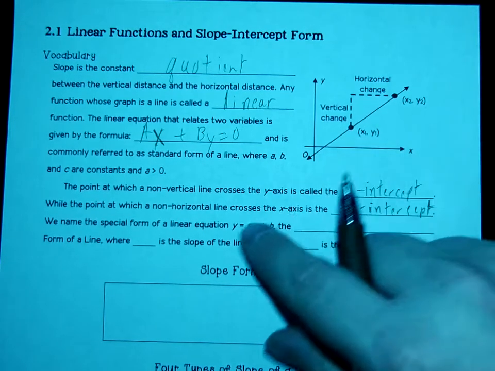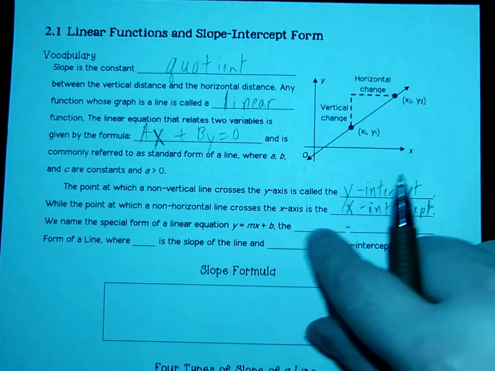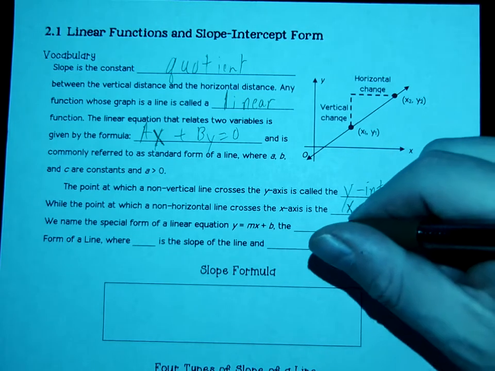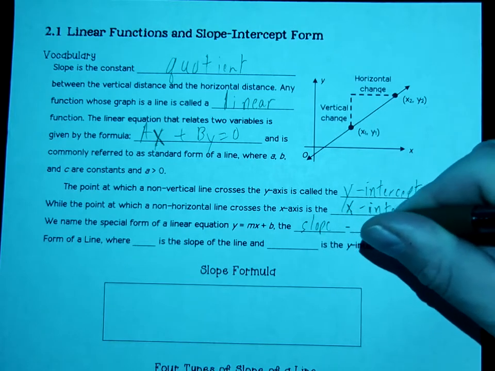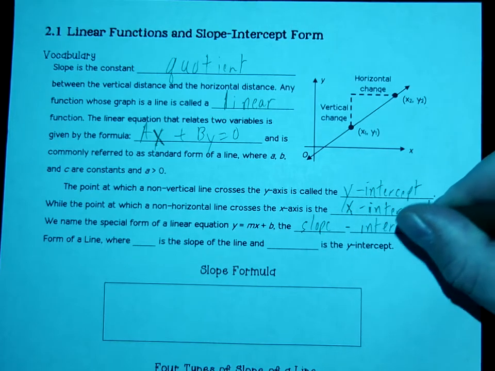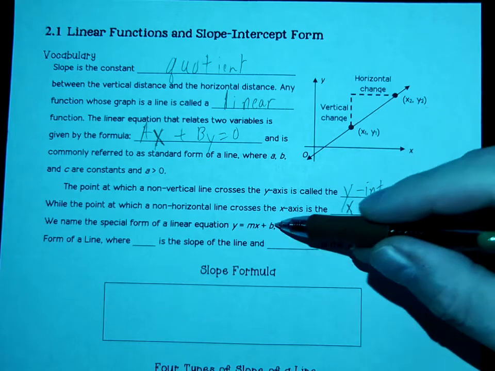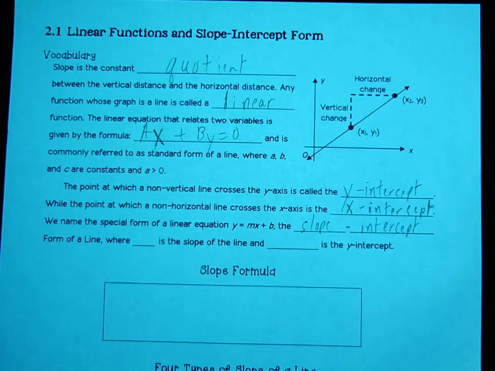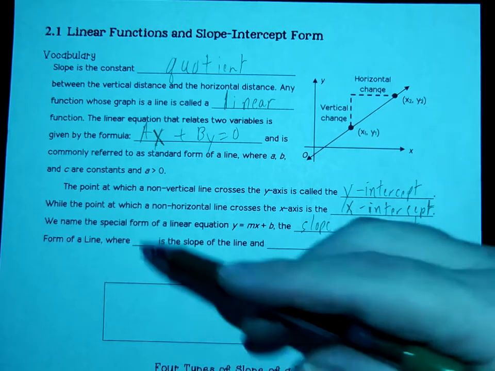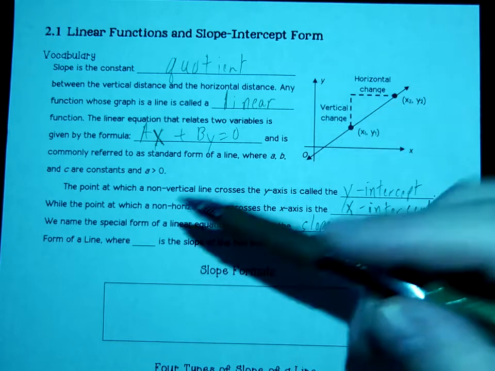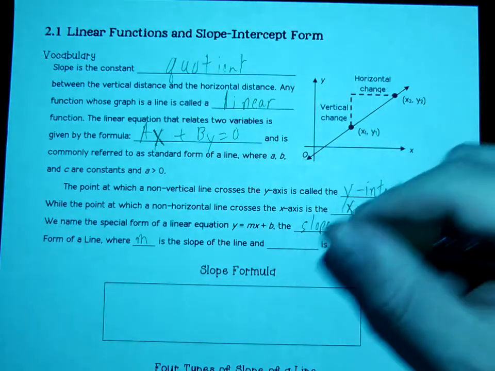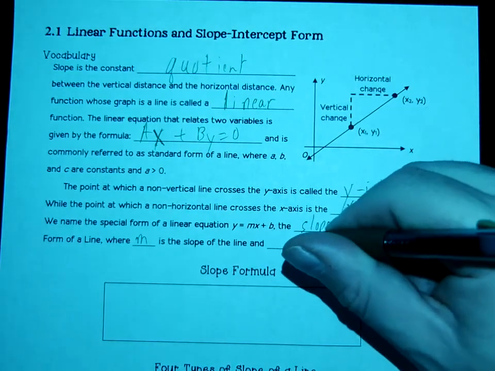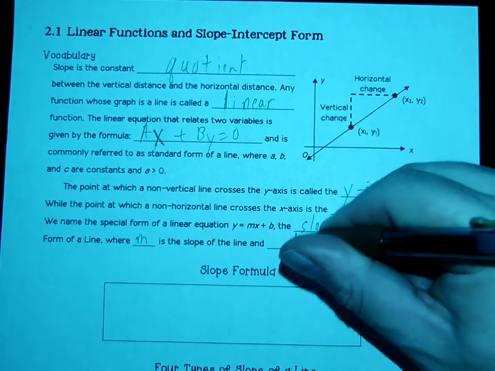We name the special form of a linear equation y = mx + b the slope-intercept form. Specifically the slope and y-intercept form. That intercept is a y-intercept, which I pointed out underneath, where m is the slope and b, lowercase b, is the y-intercept.